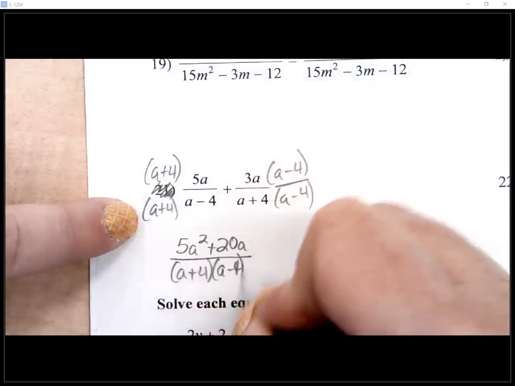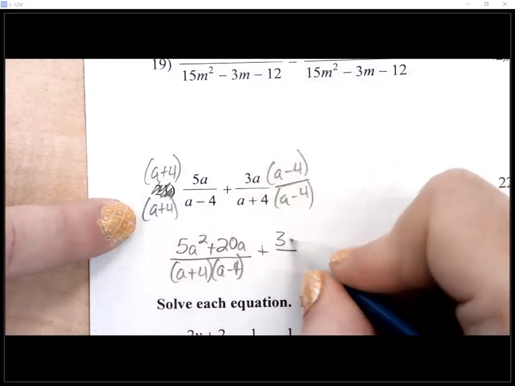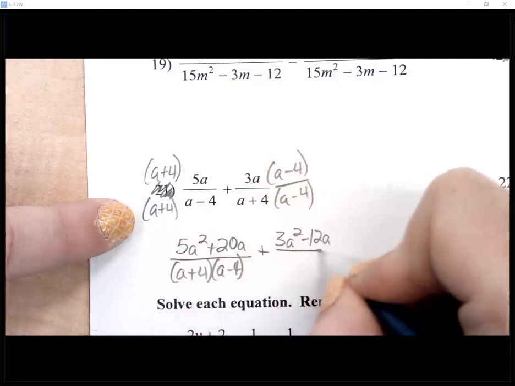Okay. Distribute this one, 3a squared minus 12a over my common denominator.